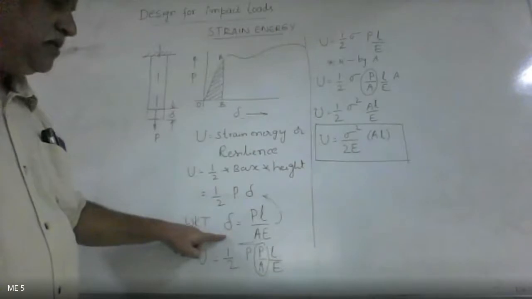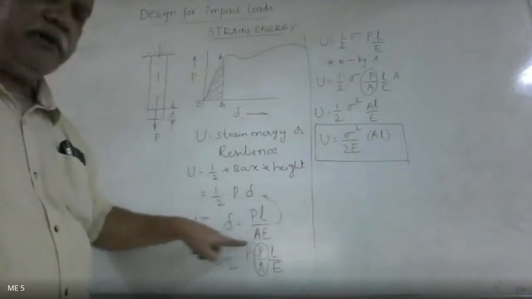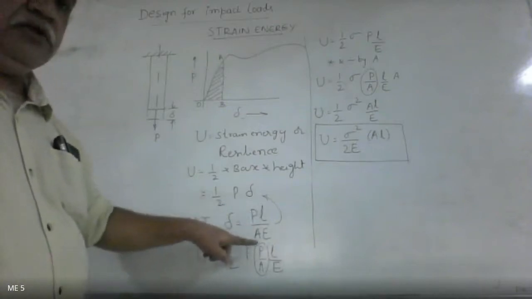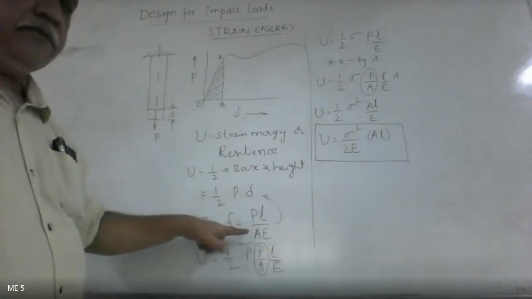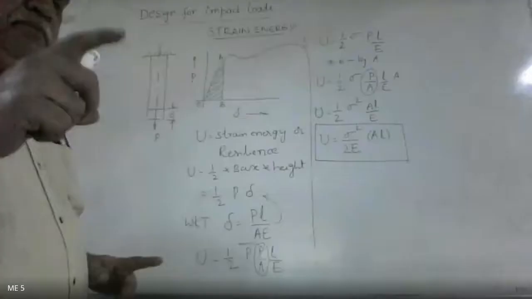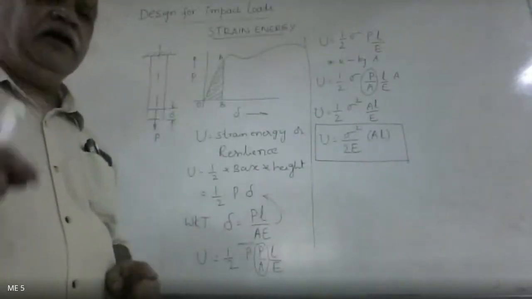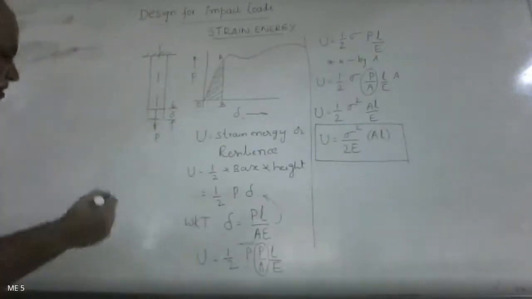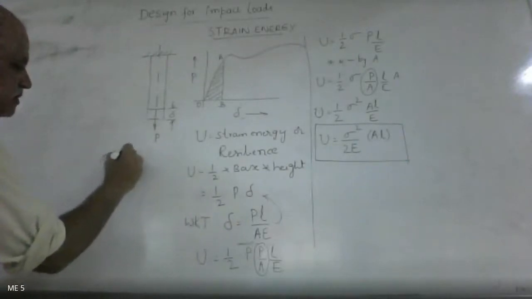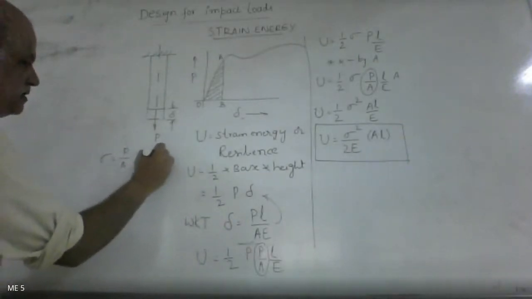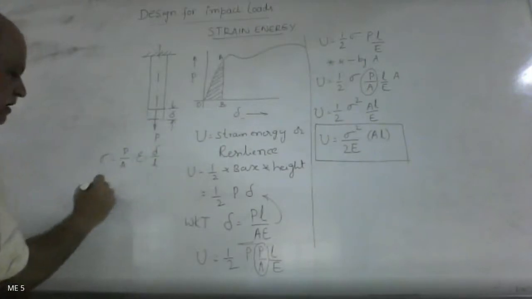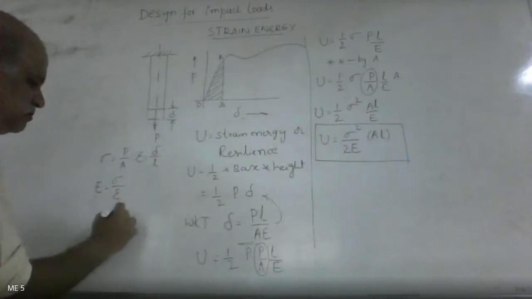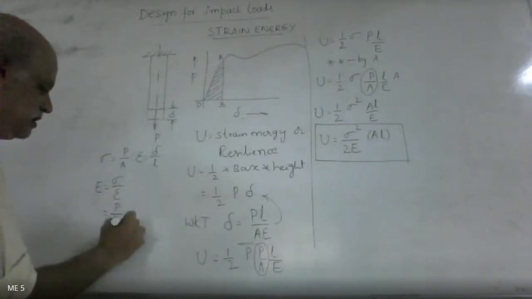This delta is nothing but PL by AE. This we have learnt in our MOM, correct? For an axially loaded member, deformation is equal to PL by AE. Do you know, or you want me to explain that? No, sir. I know that. Stress is P by A. Strain is delta by L. So therefore, Young's modulus is stress by strain. That is sigma is equal to P by A. Epsilon is equal to delta by L, and we know Young's modulus is given by stress by strain, that is equal to P by A divided by delta by L.